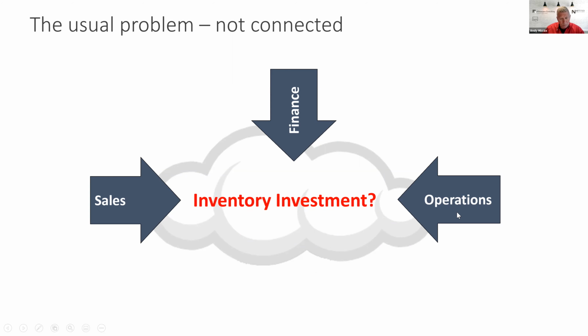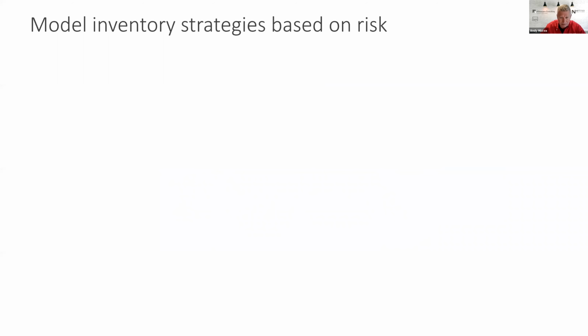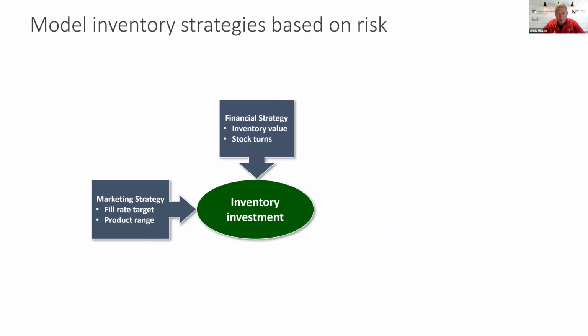And then operationally, whoever's doing the planning has to resolve all of that. So normally we have the situation where there's no true connection there. So what we need is a platform that enables us to enter our business strategies in terms of fill rate targets. That automatically needs to compute the amount of investment to support that, and therefore show us how much we need to invest in inventory and what sort of stock turns we're going to get. So we need the ability to model that, and I'll show you that when we have a look at the software demo.